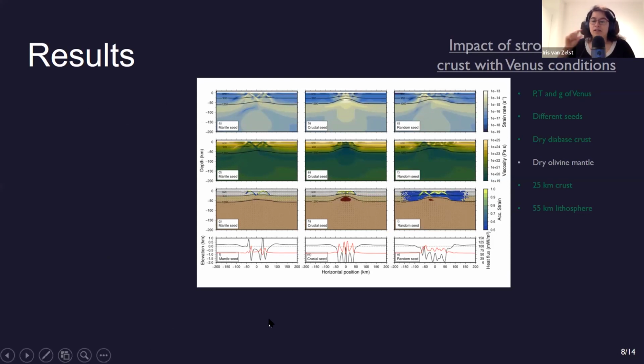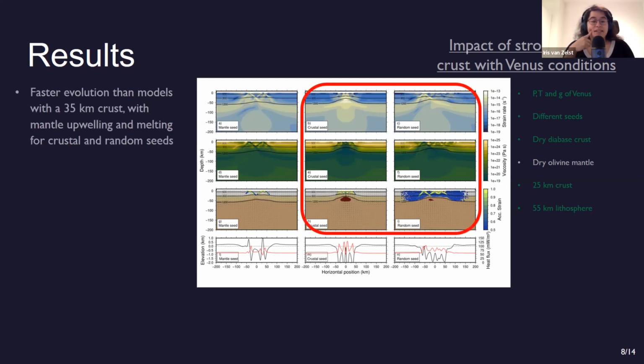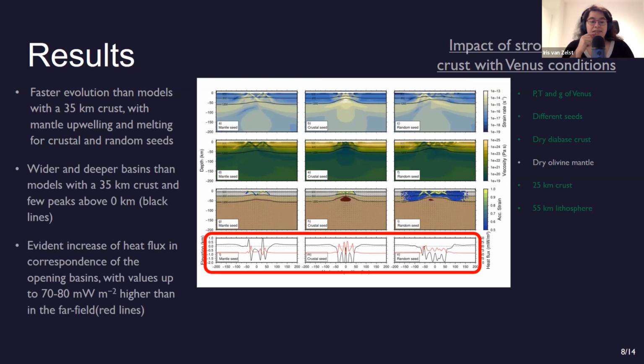What if we thin the crust a bit? Would we get more localization and actual rifting on Venus? And if you click on the next slide, you can see that, yes, there's actually faster evolution again, and there is some kind of mantle upwelling now, as well as melting that we can see. And then on the next slide, we have these wider and deeper basins, and there is some topography that's being created. So this is definitely going in the right direction.